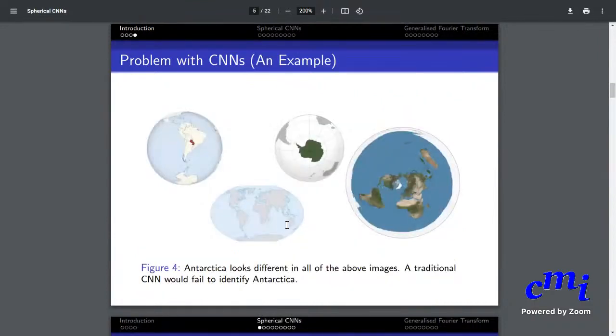This is again an example where we just try to show the problem with normal 2D CNNs. In all of these images, say if we try to build a classifier, a network which tries to identify Antarctica, in all of these images, Antarctica looks different. So a traditional CNN would fail to identify Antarctica.